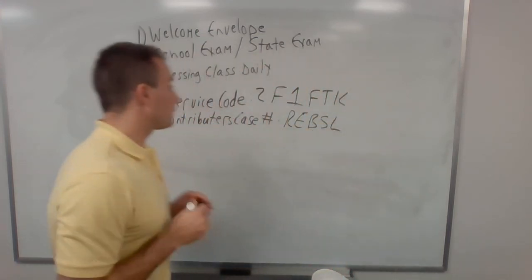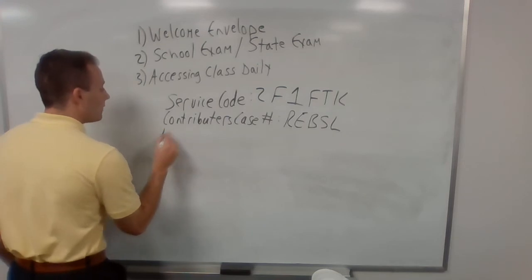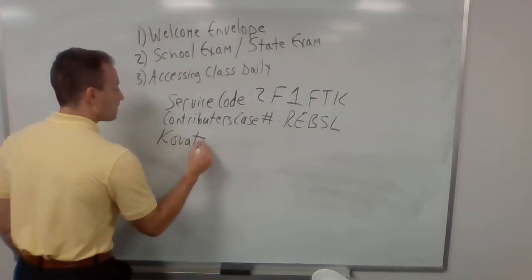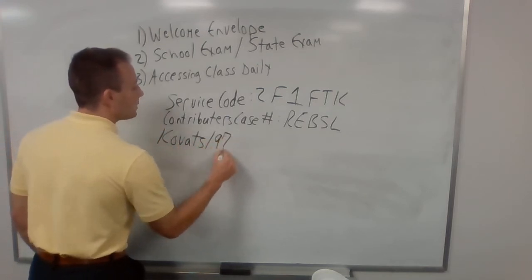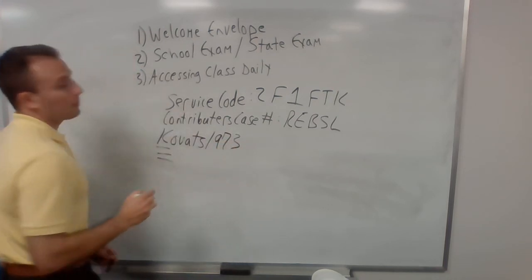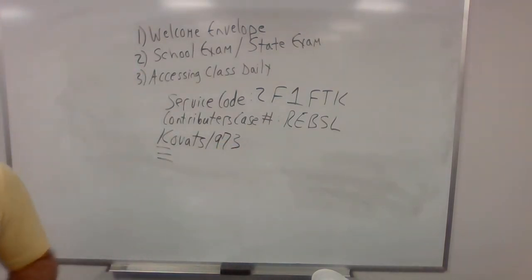The access code for the school exam is Kovats 1973. Kovats with a capital K. So the access code for the school exam is Kovats 1973.